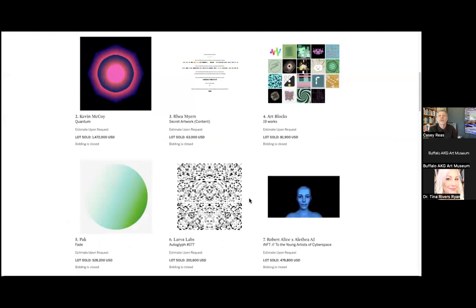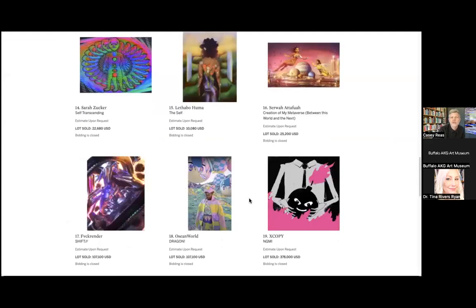So here we see Kevin McCoy's Quantum, which is possibly the first NFT, which was minted on Monegraph. On the same page, we see Rhea Myers's Conceptual Art Contract. We see Larva Labs, pioneers of the CryptoPunks, displaying their Autoglyphs project in this auction. We also have early crypto artists like Sarah Zucker and XCOPY alongside that other work.